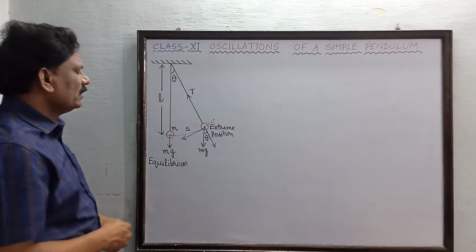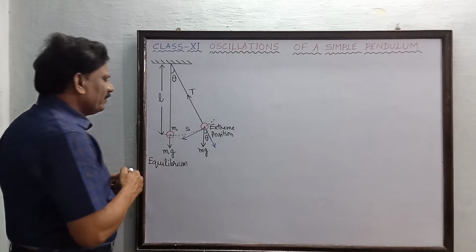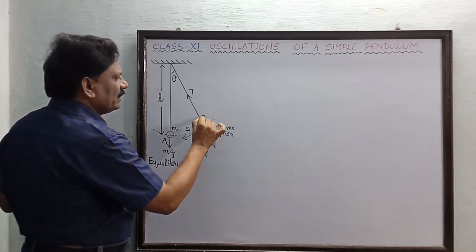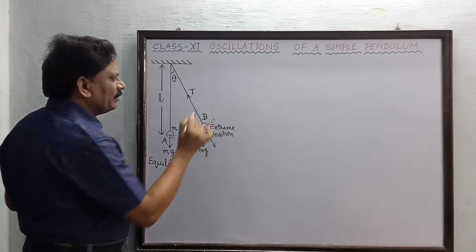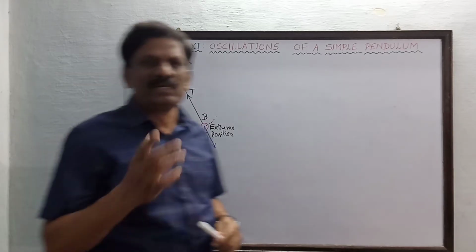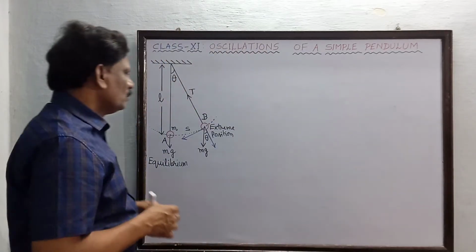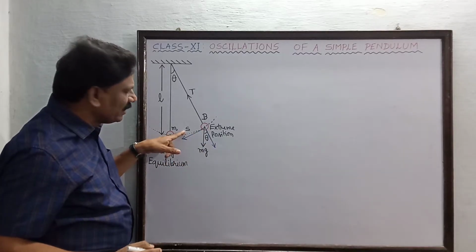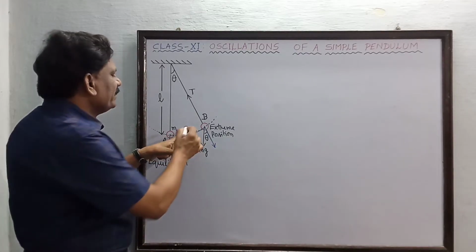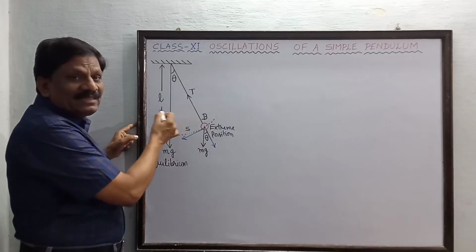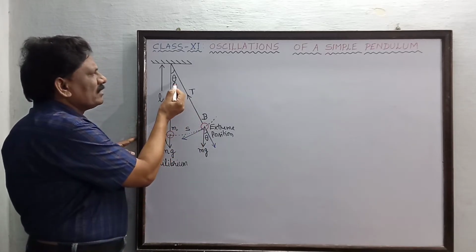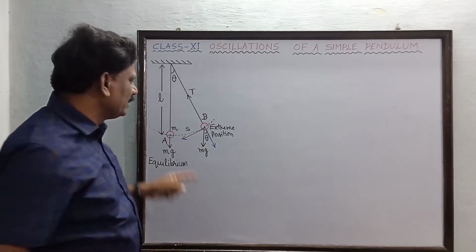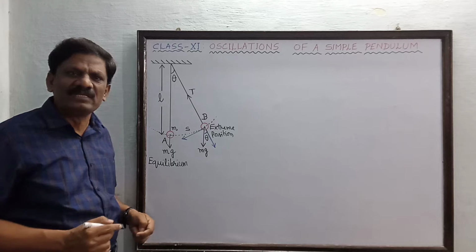Now you see here, I will take the initial position of the bob as A and the extreme position of the bob as B. You can see two things here. One is A to B, the linear displacement, denoted by S. At the same time, the string or thread is displaced through a small angle theta, where theta is called the angular displacement and S is called the linear displacement.